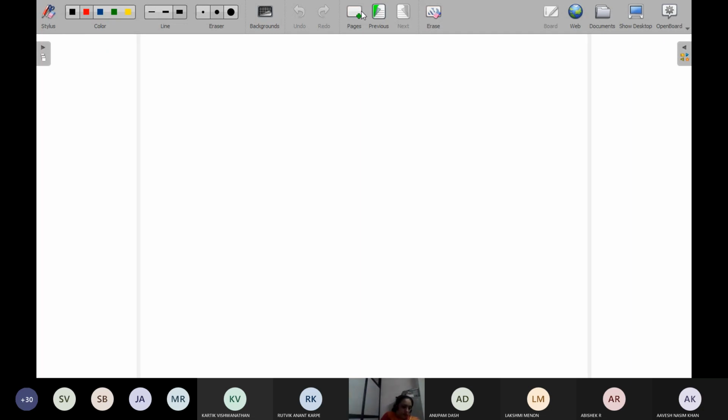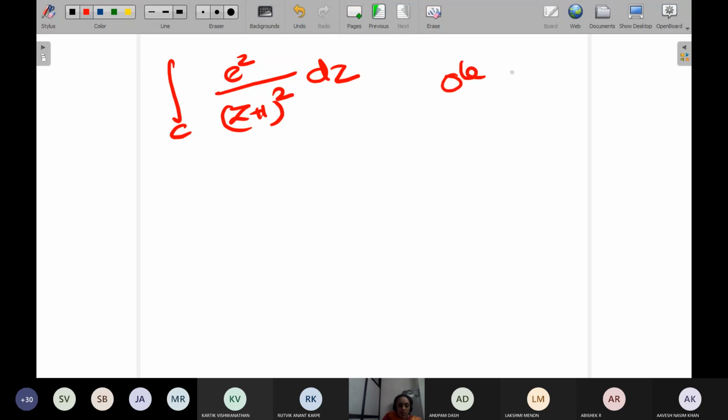Evaluate integral over C e power z divided by (z plus 1) the whole square dz around the circle mod z minus 1 equal to 3.